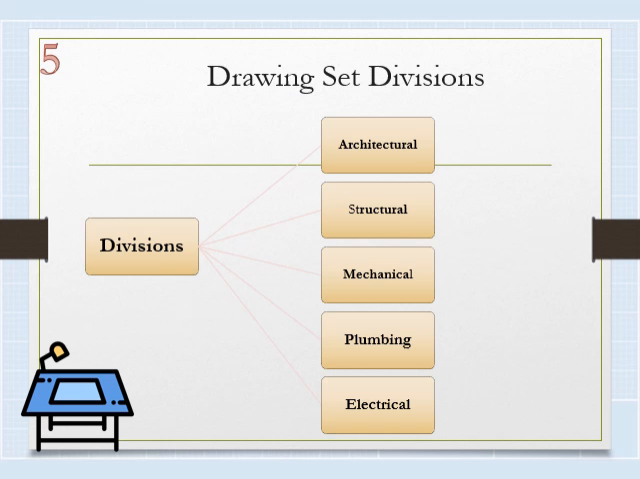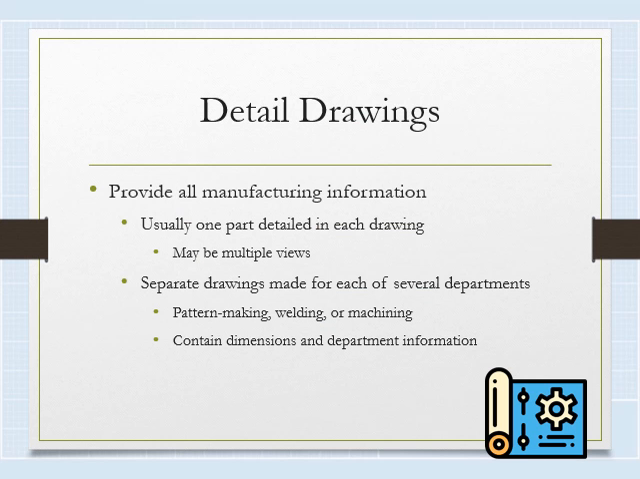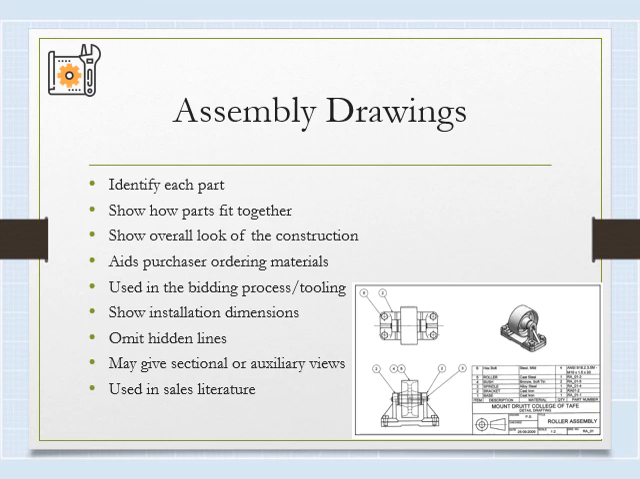So in lesson number 5, we talked about the drawing set divisions. There's 4 main ones: architectural, structural, mechanical, electrical, ASME. If it's a big project, they'll include plumbing separately. Otherwise, it will be included in mechanical. So we said that detailed drawings give you all the information you need to produce one part. Whereas an assembly drawing identifies how multiple parts fit together.